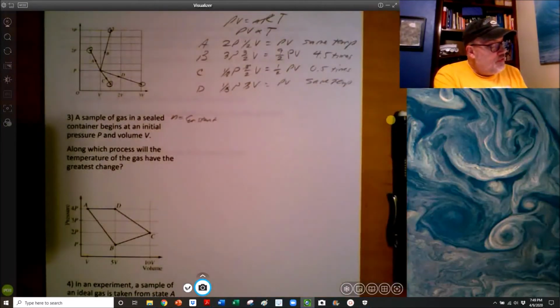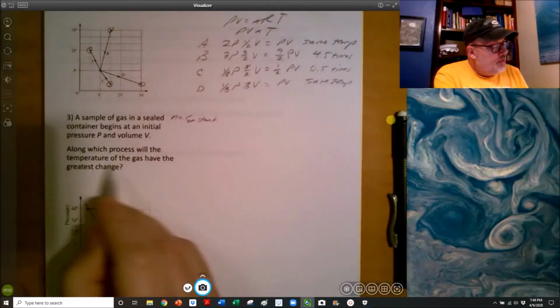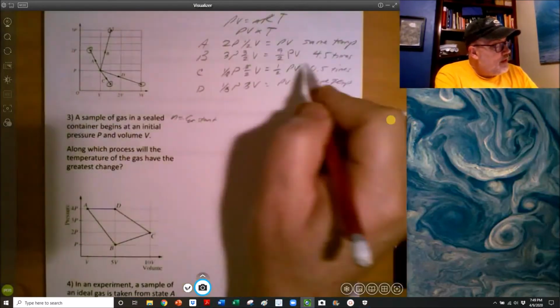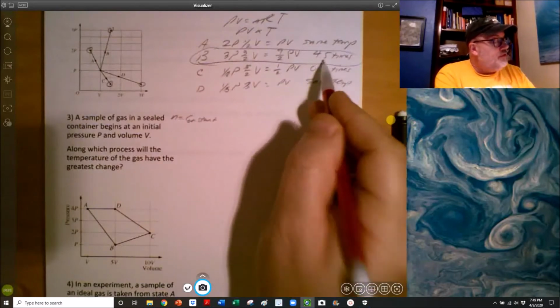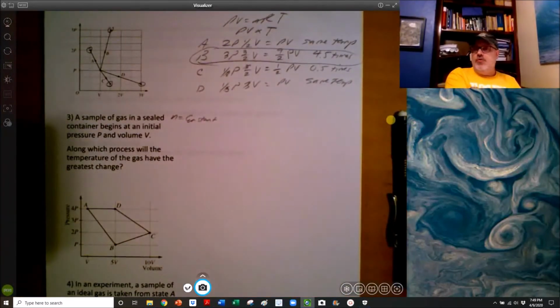Now, what are we supposed to do? Along which process does the gas change the greatest? Well, that would be along path B, because it changes 4.5 times what it originally was.